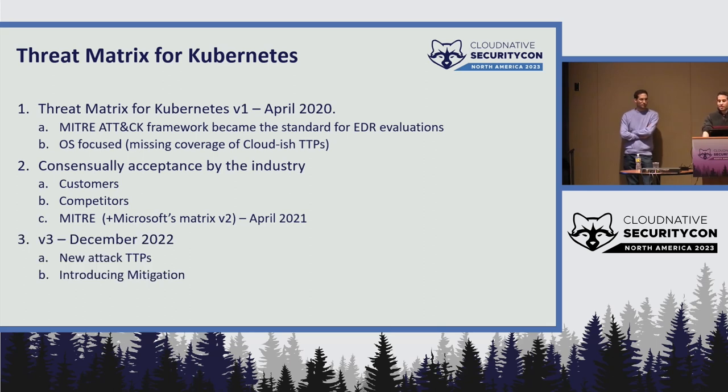And as Yossi just described, we released the third version of the Microsoft matrix in December 2022, where we aimed to introduce a new layer that consists of mitigation techniques. Our motivation was to map each TTP to corresponding mitigation steps that will instruct Kubernetes users on how they should reduce their attack surface. Hopefully, this dimension of mitigation steps will prevent Kubernetes attacks to begin with.